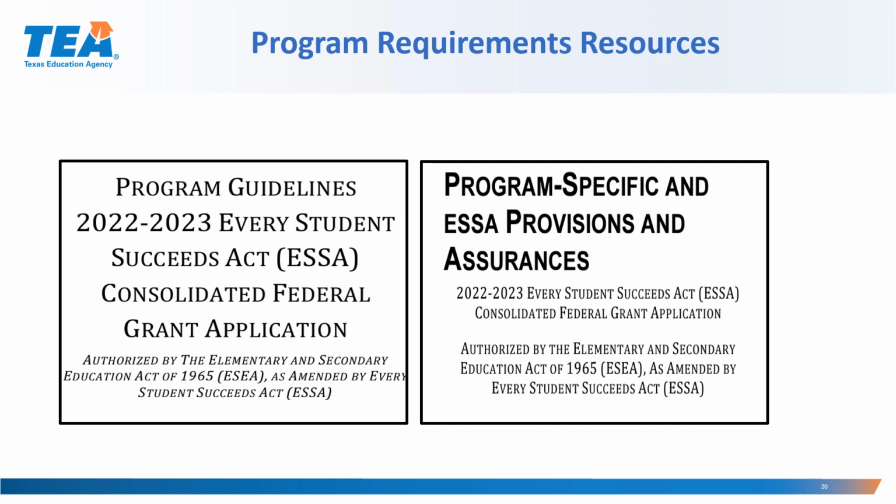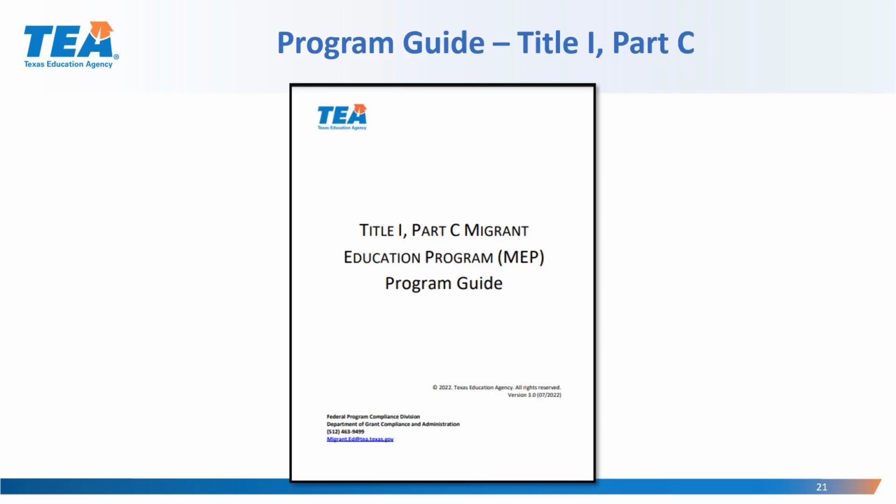Another valuable source is the program-specific provisions and assurances for Title I Part C, which can also be found in the Grants Opportunities page under the ESSA Consolidated Application section. Another very useful resource is the Title I Part C Migrant Education Program Guide, which is found in the TEA Title I Part C Education of Migratory Children webpage. A link to this resource and other resources mentioned in this session are provided as part of the PowerPoint presentation.